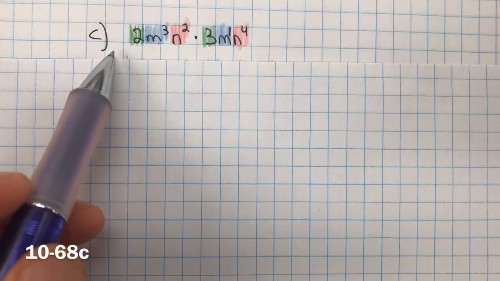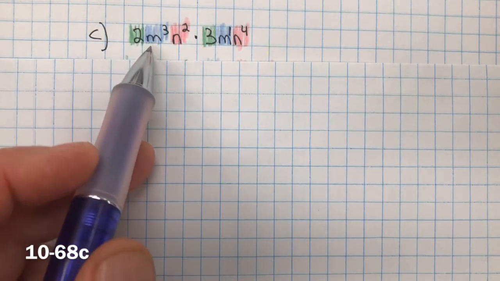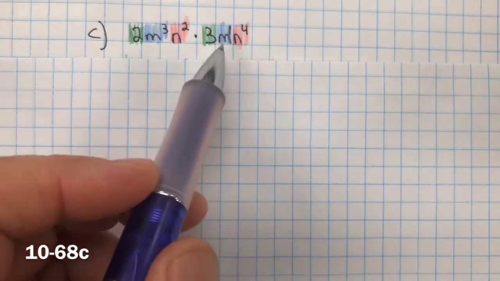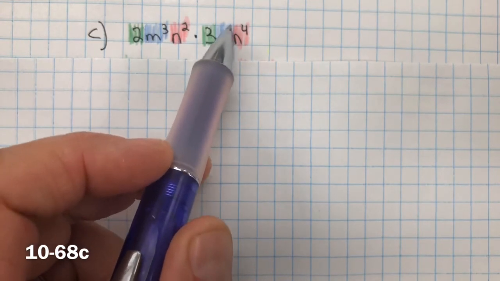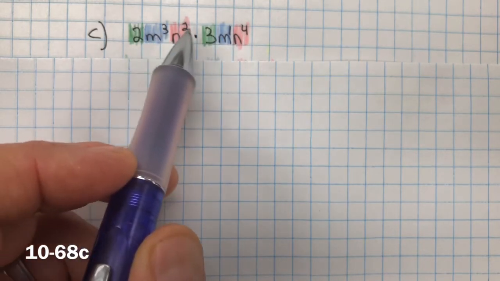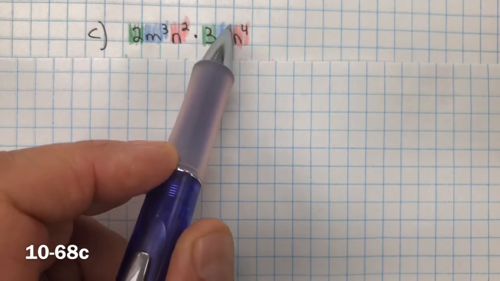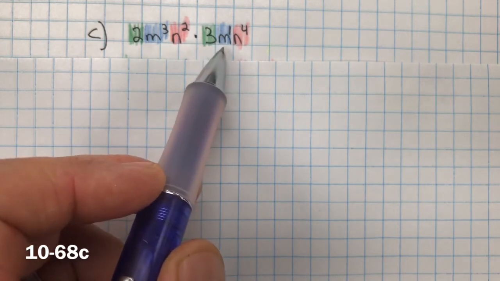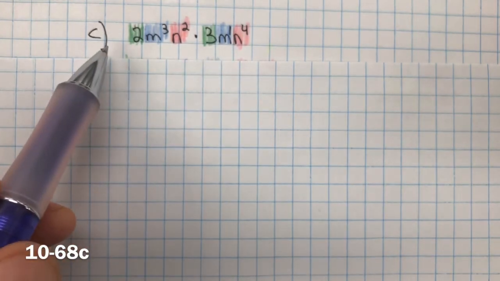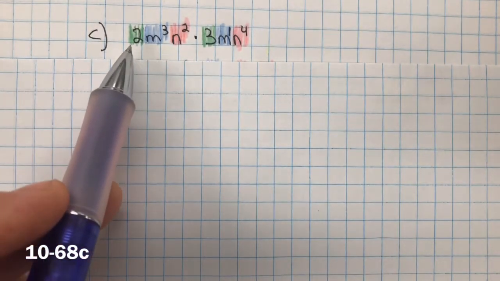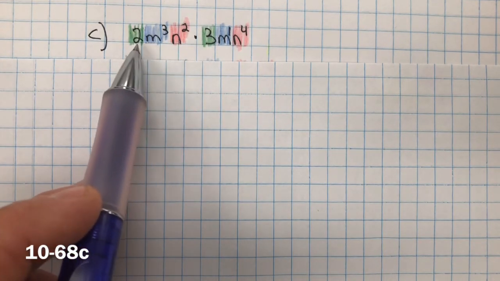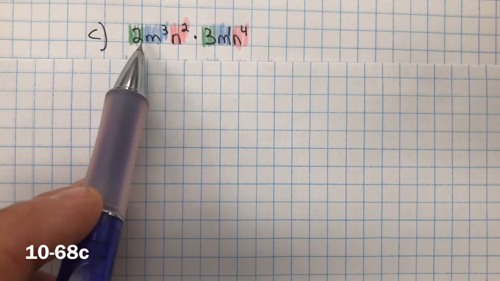In 68c, we have 2 times m to the 3rd times n to the 2nd times 3 times m, and I put the exponent 1 there as a placeholder because I want to make sure I can see all of the exponents. By putting a 1 there, anything to the first power is itself, so I'm not changing the value of it. And then multiplied by n to the 4th. Now, the commutative property of multiplication states that we can move around the terms without changing the value.